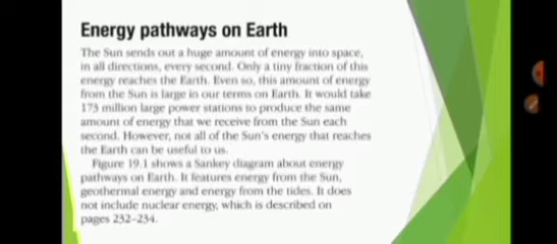Figure 19.1 shows a Sankey diagram about energy pathways on Earth. It features energy from the sun, geothermal energy, and energy from the tides. It does not include nuclear energy, which is described on pages 232 to 234. So this is Figure 19.1, and it shows how the energy from the sun is going, with the numbers, and how much energy we're getting from the geothermal and how much energy we're getting from the tidal energy.